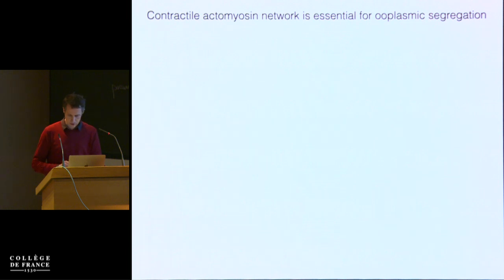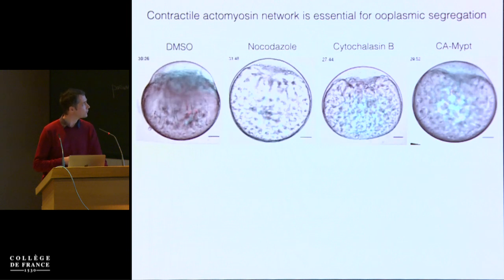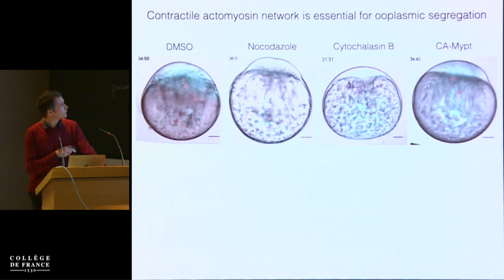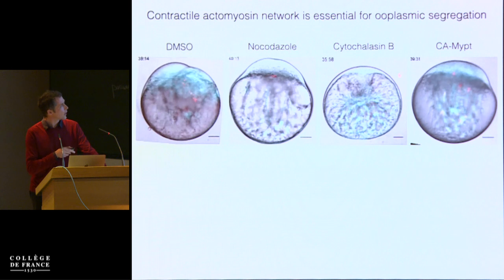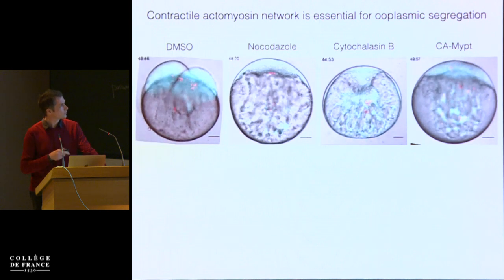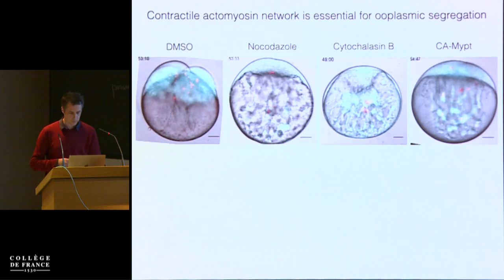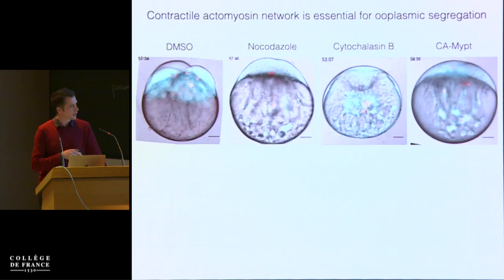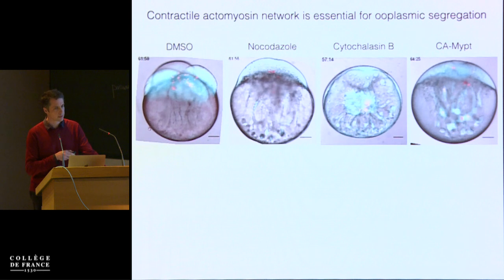Okay, then the question is what triggers these flows. If you think about these flows, then you think about the cytoskeleton within the oocyte, and there are different elements you can assume are being involved. What we did is we interfered with microtubules using nocodazole, with actin using cytochalasin, and with myosin using a constitutively active form of myosin phosphatase. And then we are asking how interfering with these different elements would affect ooplasmic flows.